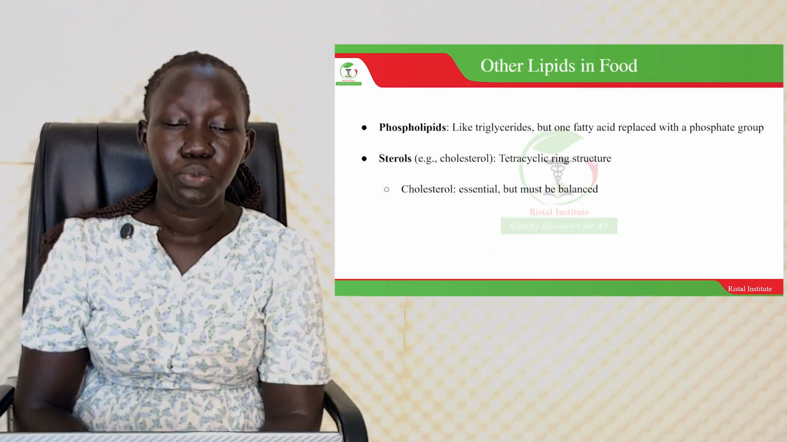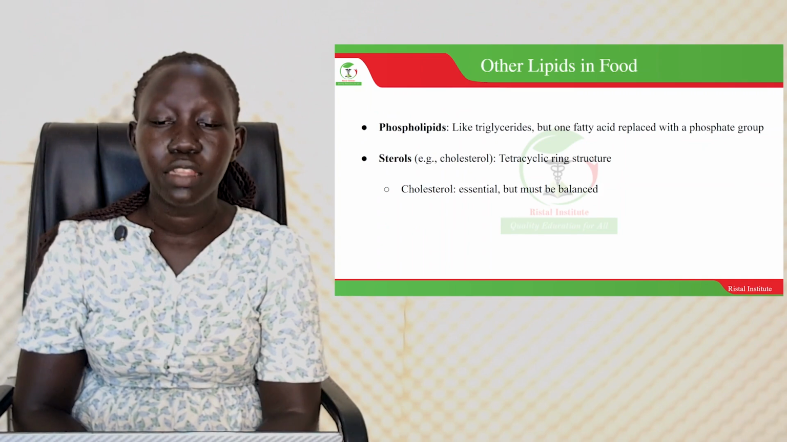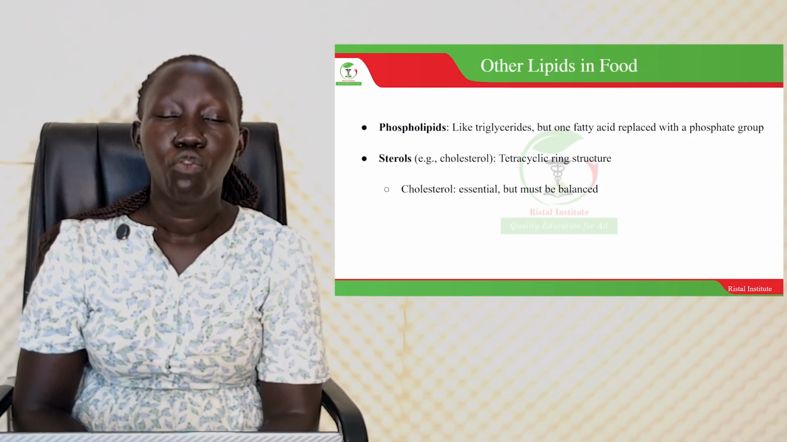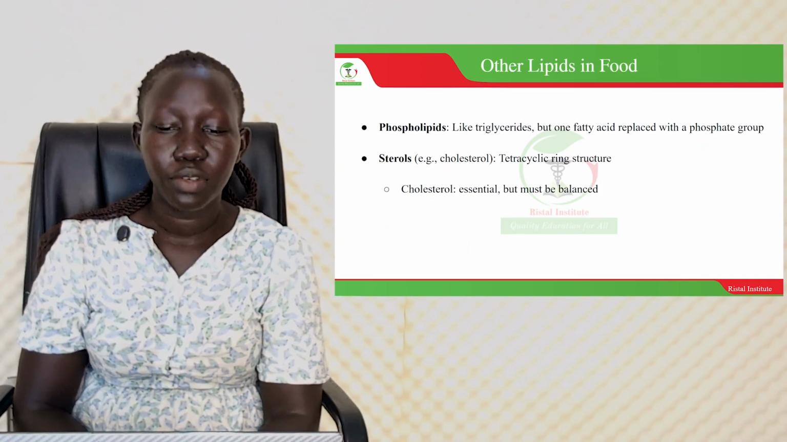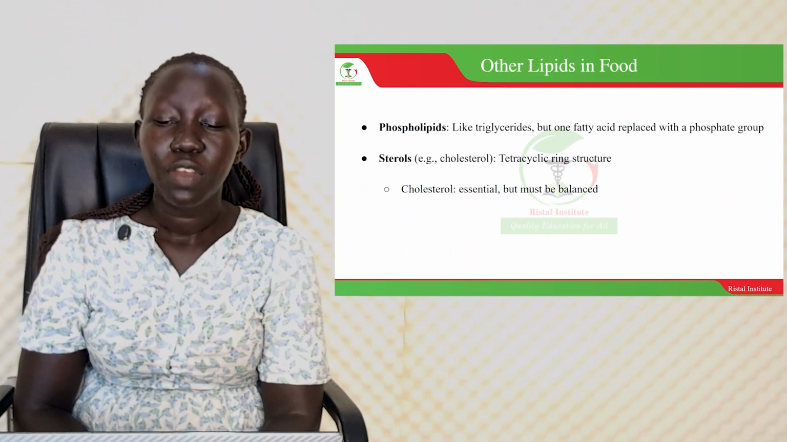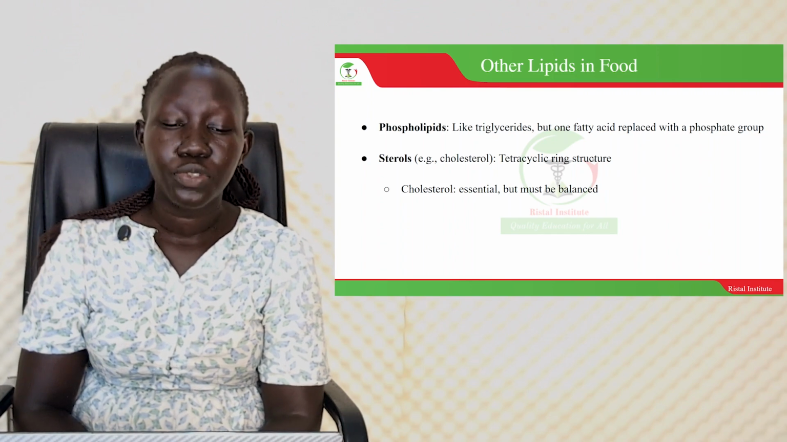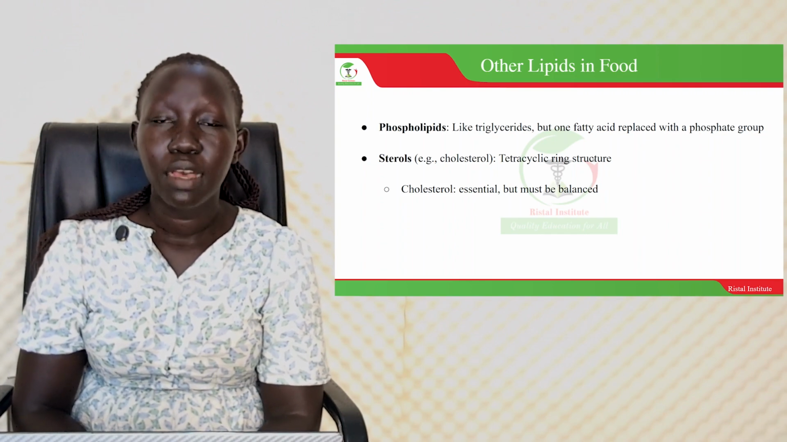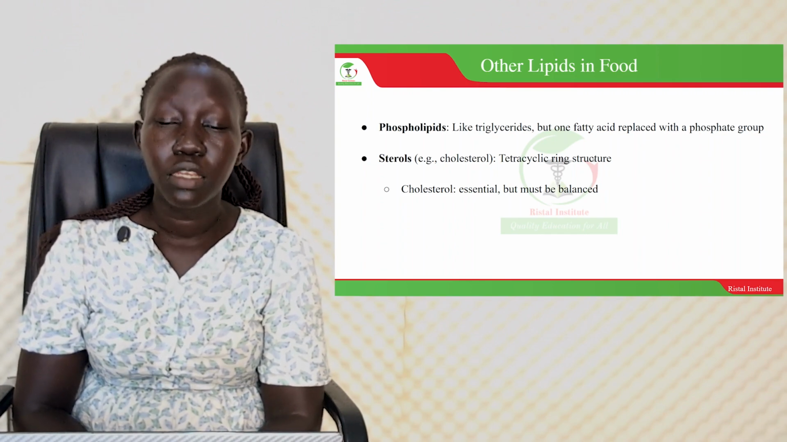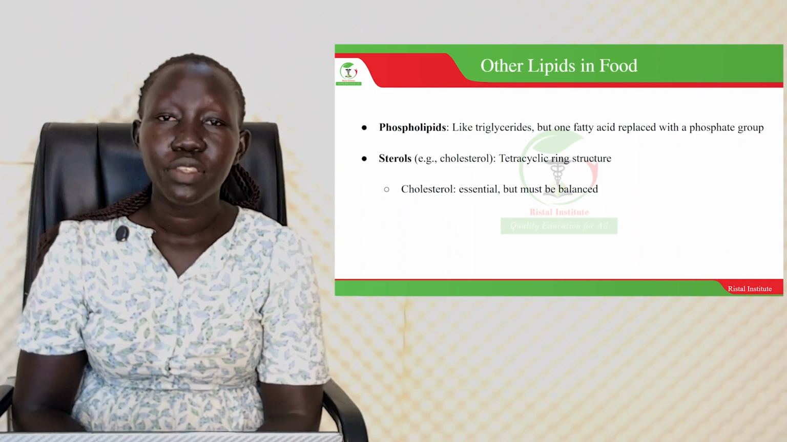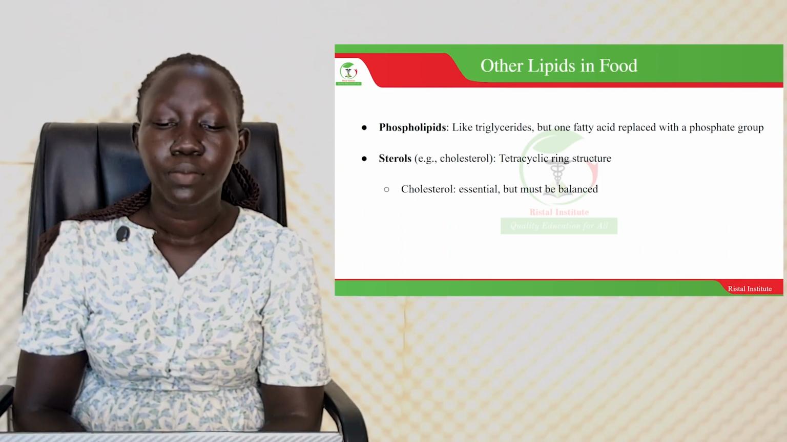Other lipids in foods. We have noted that we can also find other lipids in foods, for example, the phospholipids, like triglycerides, but one fatty acid is replaced with a phosphate group. The sterols, for example, cholesterol, have the tetracyclic ring structure. Cholesterol is good for the body, but it has to be balanced.